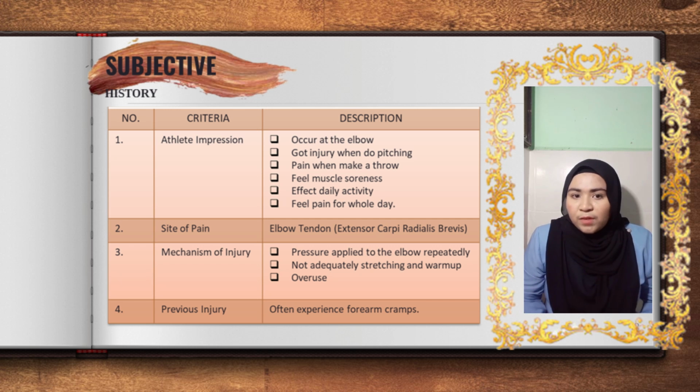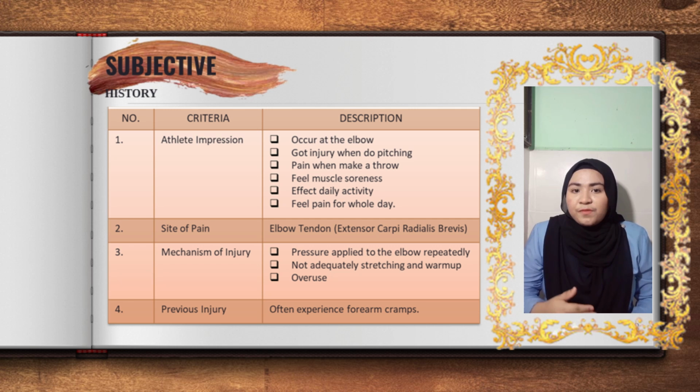For the impression, the athlete stated that at first he felt very painful and tense in the elbow. The pain he felt got worse when he did the throw. Aside from the pain, the athlete stated that he also felt muscle soreness, which to some extent inhibited his movement to continue doing the throw while training. He also said that he suffered this injury while pitching, which required rapid and frequent hand and elbow movement. The athlete stated the injury he faced affected his daily activity, and the pain he experienced was throughout the day.